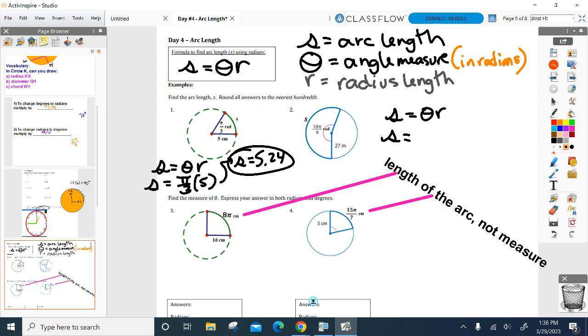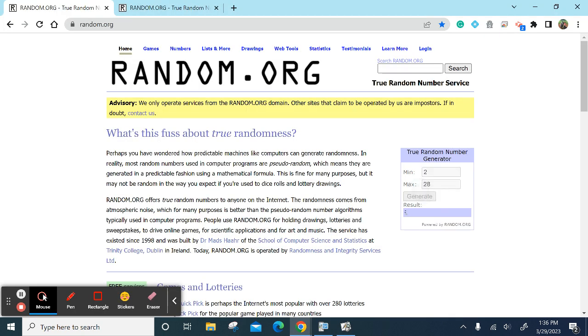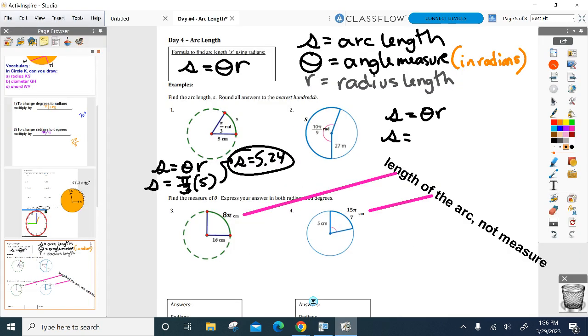So S equals, what is my angle measurement here? 10 pi over 9. Thanks. Times 27.